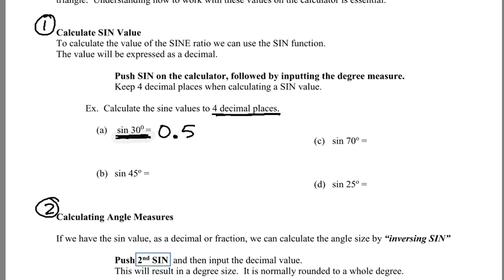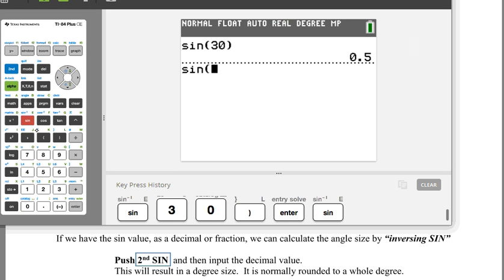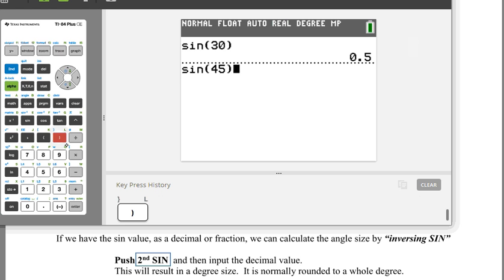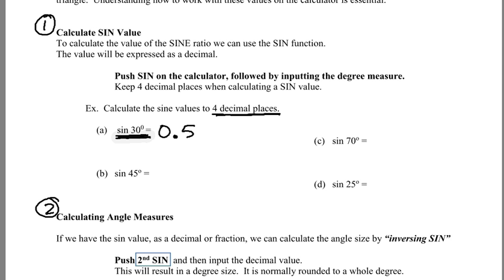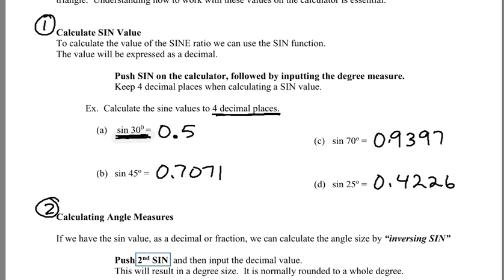Sine 45, not too complicated. Sine 45, close your bracket, hit enter. 4 decimal places, decimal 7071. So on your calculator, do sine 70 and do sine 25. Sine 70, 0.9397. Sine 25, 0.4226. 4 decimal places gives us enough decimal values that our answer will be accurate.